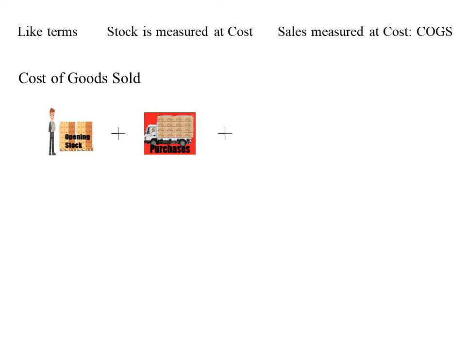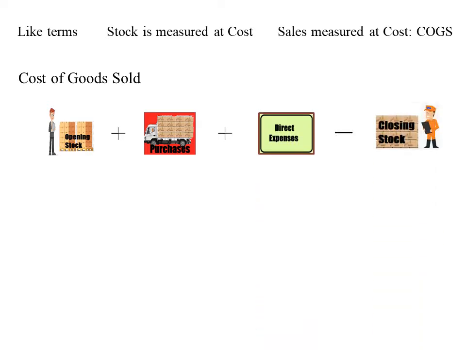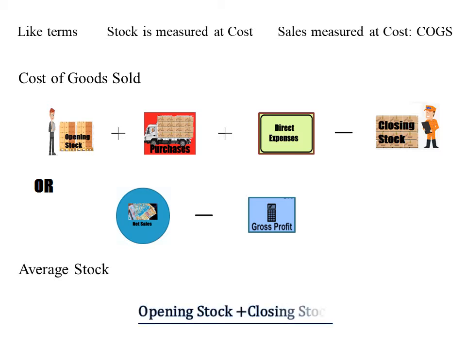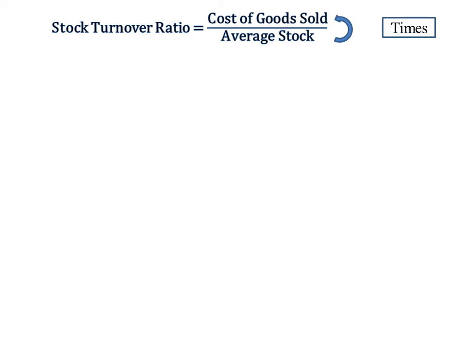Now let us have a quick look at the calculation of cost of goods sold and average stock. Cost of goods sold is equal to opening stock plus purchases plus direct expenses less closing stock, or it can be calculated by deducting gross profit from net sales, and average stock is equal to opening stock plus closing stock divided by 2. This ratio is calculated by dividing cost of goods sold by average stock, and it shows how many times stock is turned into sales during the year.